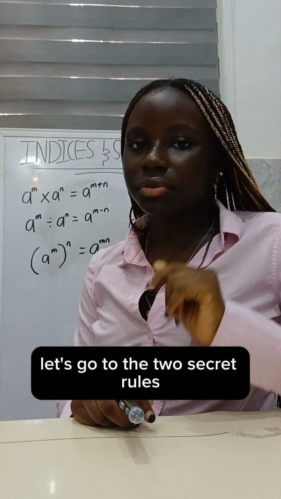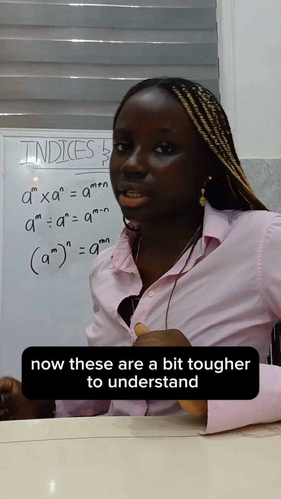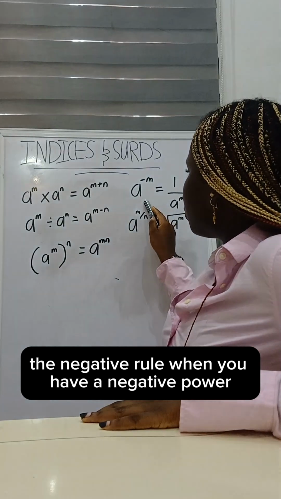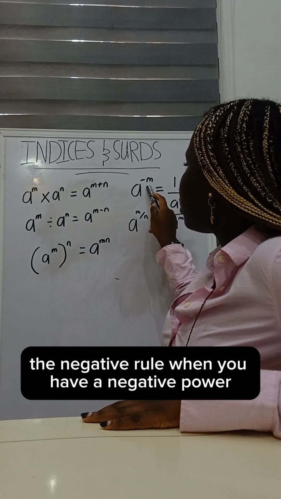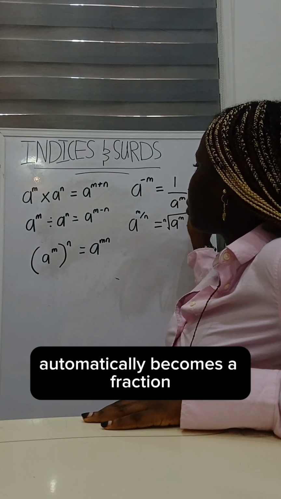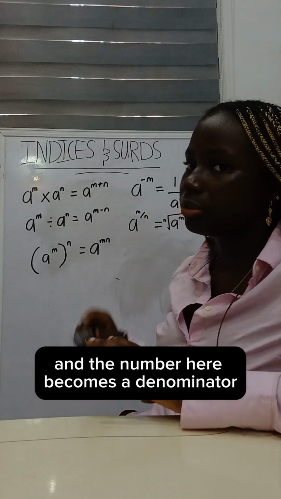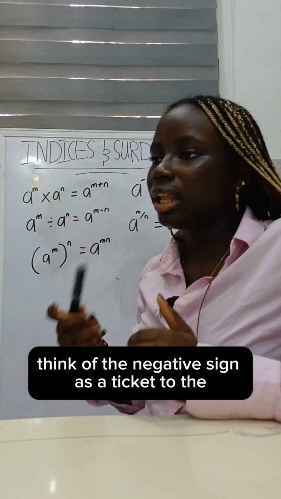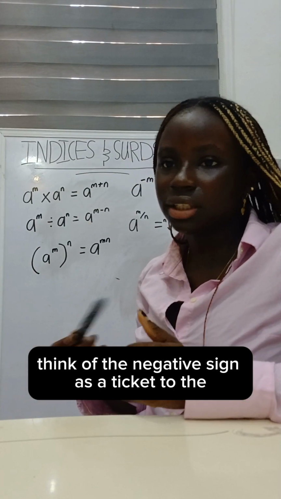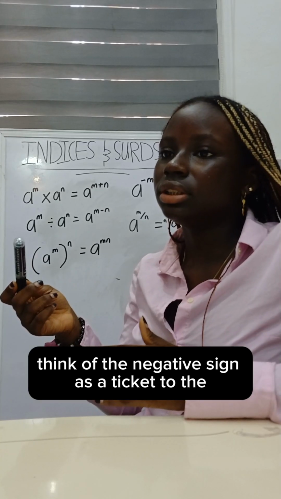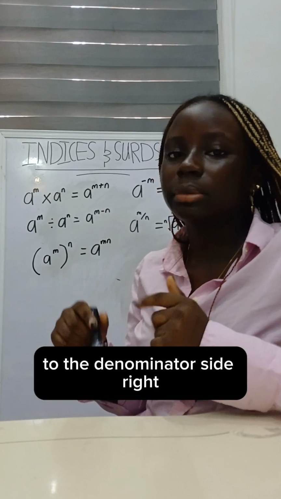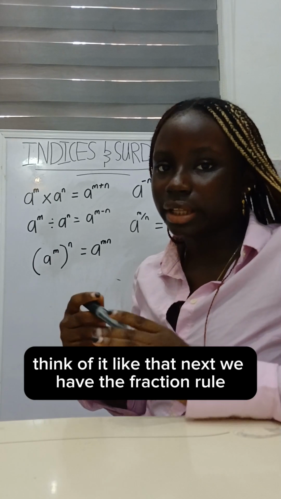Let's go to the two secret rules now. These are a bit tougher to understand. The negative rule. When you have a negative power, automatically it becomes a fraction and the number here becomes the denominator. Think of the negative sign as a ticket to the denominator side, right? Think of it like that.